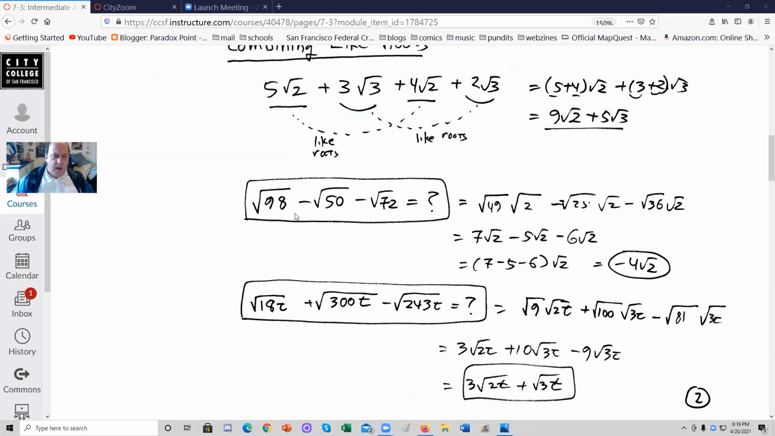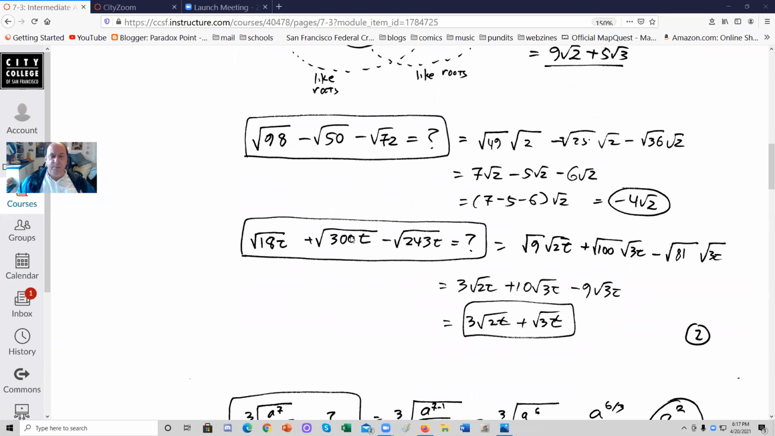Here's something that's not immediately obvious. You need to reduce these roots in order to be able to combine them. So root 98 minus root 50 minus root 72. The largest square factor of 98 is 49, so root 49 root 2. The largest square factor of 50 is 25, so root 25 root 2. The largest square factor of 72 is 36, root 36 root 2. So this will be 7 root 2, minus 5 root 2, minus 6 root 2. Combine these, 7 minus 5 minus 6 times root 2 comes out to negative 4 root 2.